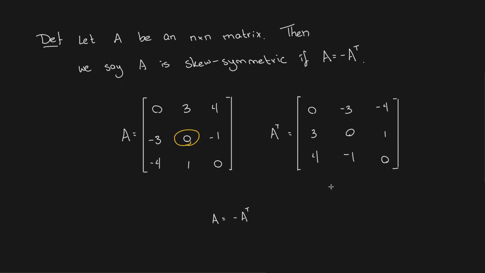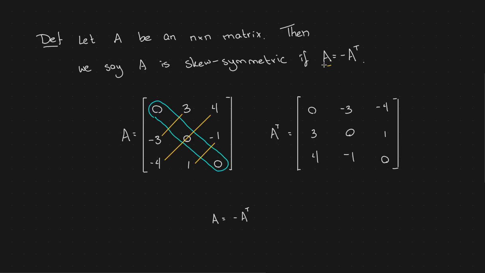Okay. In this case, the main diagonal kind of acts like an anti-mirror. We still have that mirror behavior across the main diagonal, but now we have to swap a sign too.